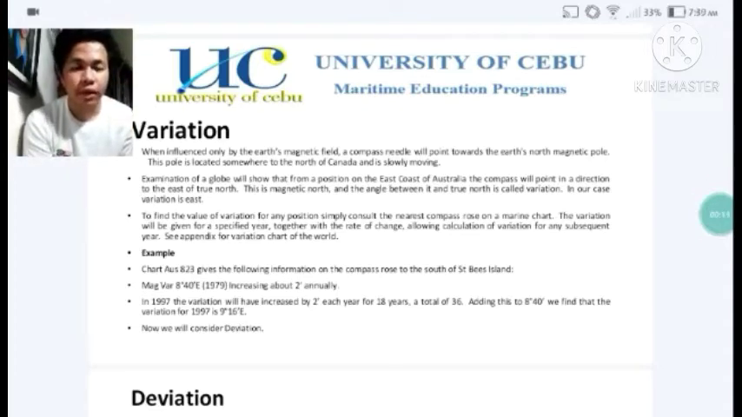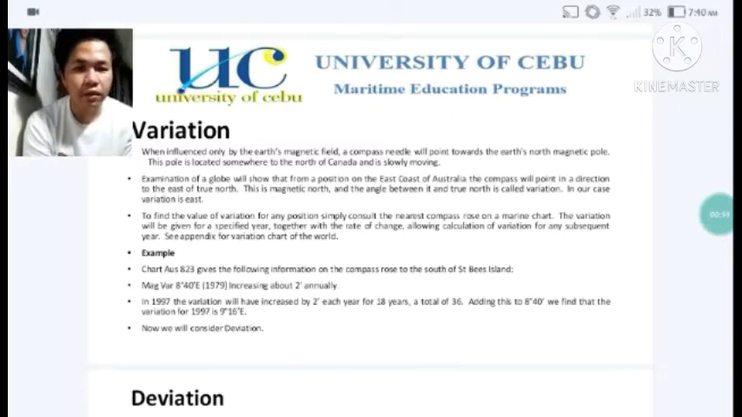So, variation. When influenced only by the Earth's magnetic field, a compass needle will point towards the Earth's north magnetic pole. This pole is located somewhere to the north of Canada and is slowly moving. Examination of a globe will show that from a position on the east coast of Australia, the compass will point in a direction to the east of true north. This is magnetic north, and the angle between it and true north is called variation. In our case, variation is east.